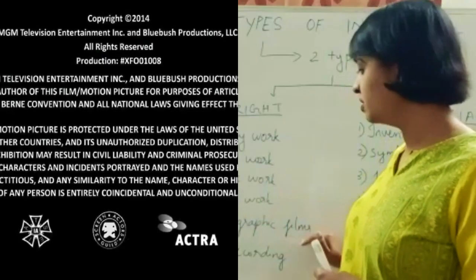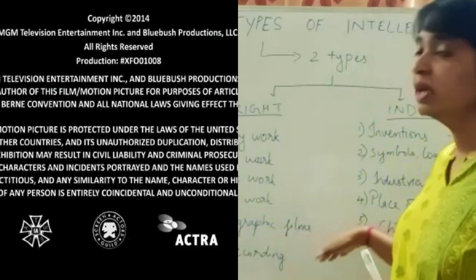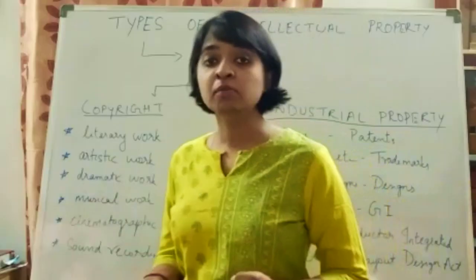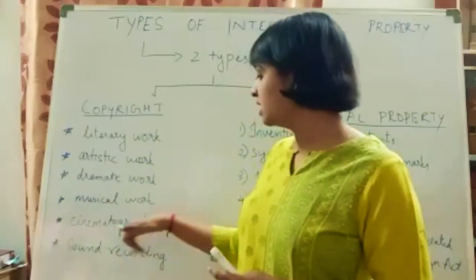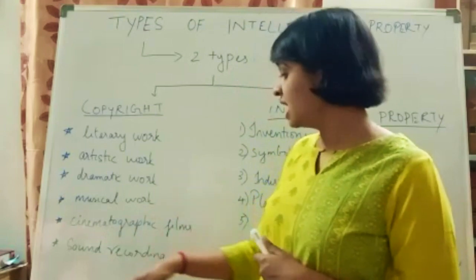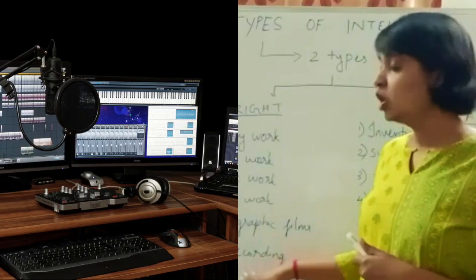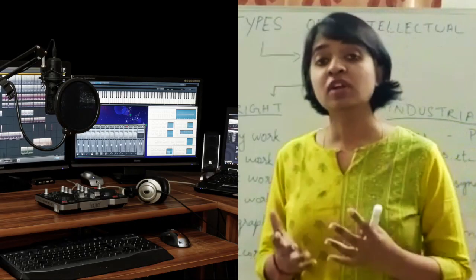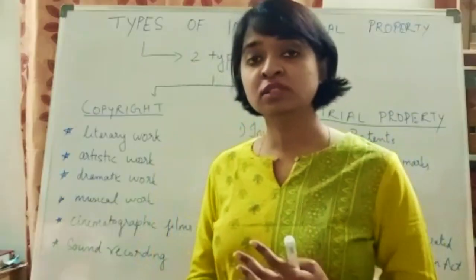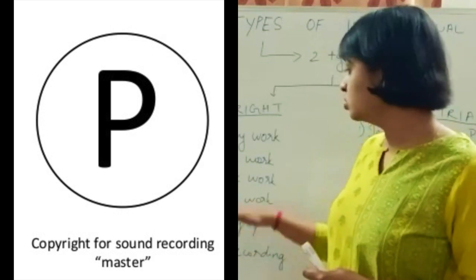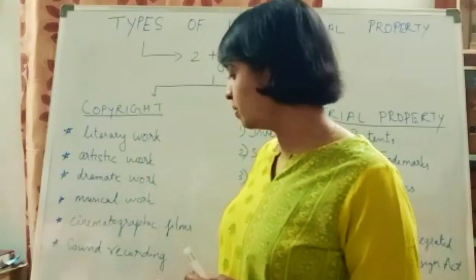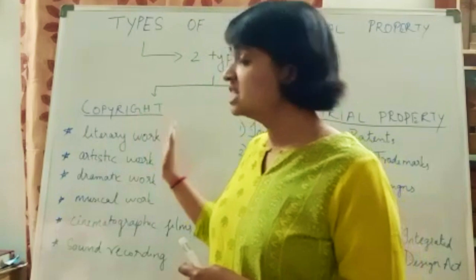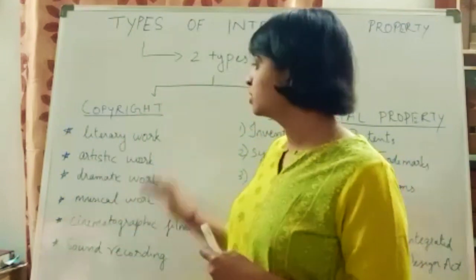Then cinematographic films, like the name itself says, it's a movie. So when you do any movie, all those things will come under the ambit of cinematographic films. And the next is sound recording. What do you mean by sound recording? Sound recording is the background sounds which they record for a particular movie. It can be any type of sound recording. So those things come under the ambit of copyright protection. We'll deal with this in detail when I take up the aspect of copyright.